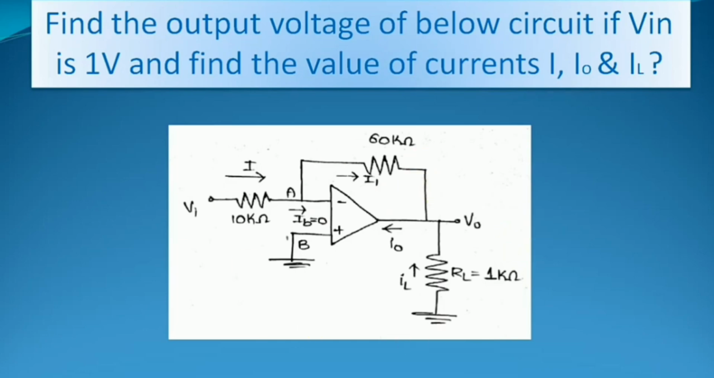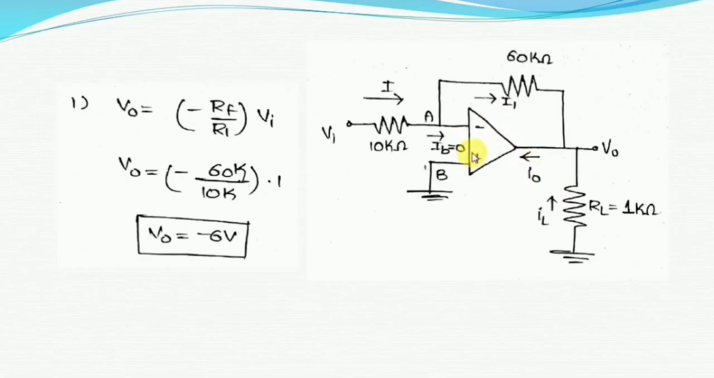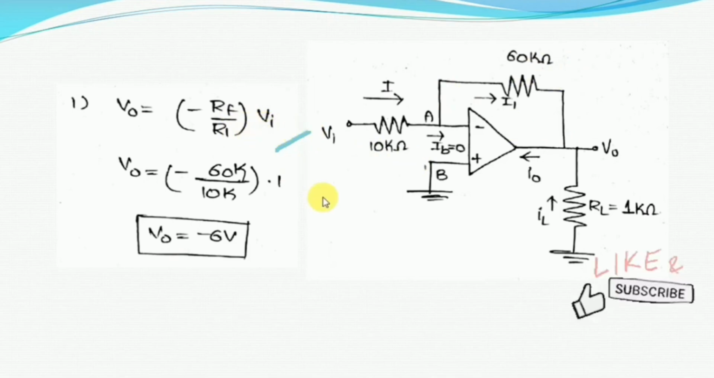First, if you clearly observe, this circuit is simply a single input inverting amplifier circuit. So for the single input inverting amplifier circuit, we know the output voltage V0 expression as minus RF by R1 into Vi. So from the circuit we find out RF as 60K and R1 as 10K, and in the question they have given Vi as 1 volt. So finally V0 value is minus 6 volts.